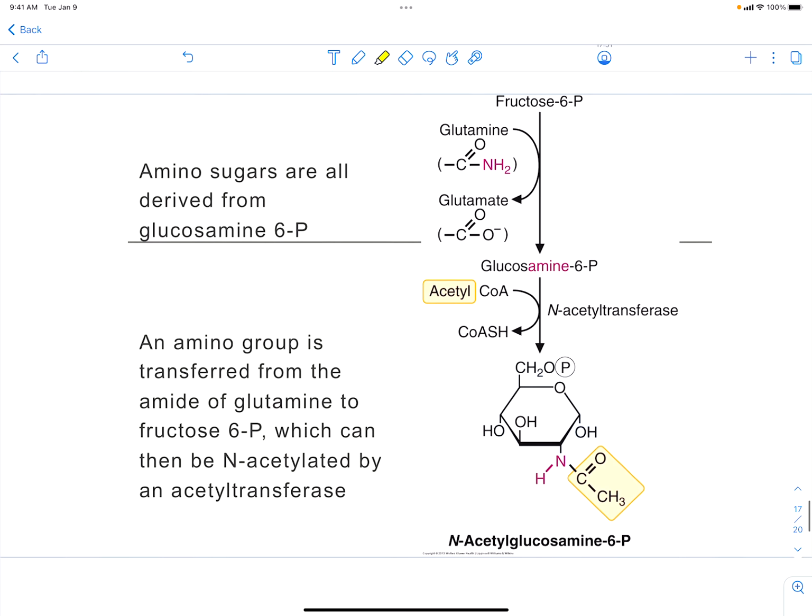Another thing to point out about the interconversion is the amino sugars, including what we were just talking about, N-acetylglucosamine, are all going to come from glucosamine 6-phosphate. So we're going to have fructose 6-phosphate, again, through glutamine, a transfer of that nitrogen, and you're going to get glucosamine 6-phosphate. So all amino sugars are derived from this glucosamine 6-phosphate. And then you're going to have an acetylation to create an N-acetylglucosamine 6-phosphate, which is going to be a precursor for your glycosaminoglycans in particular, as well as a precursor for sialic acid.